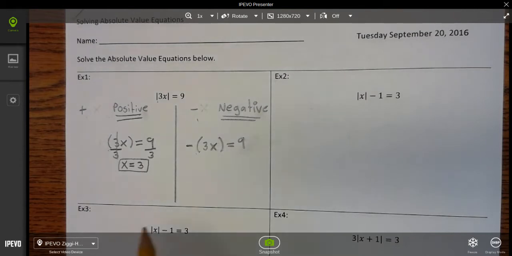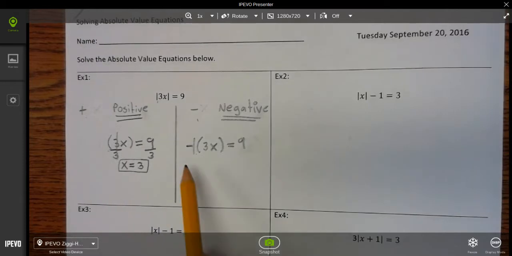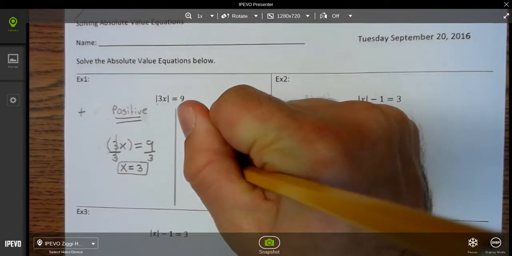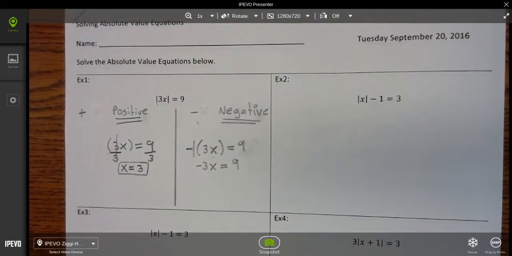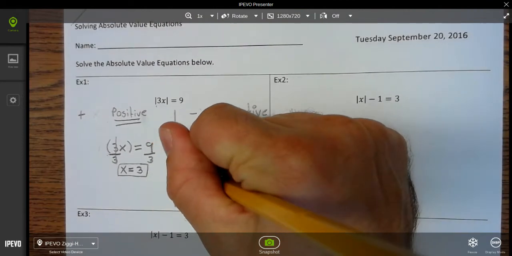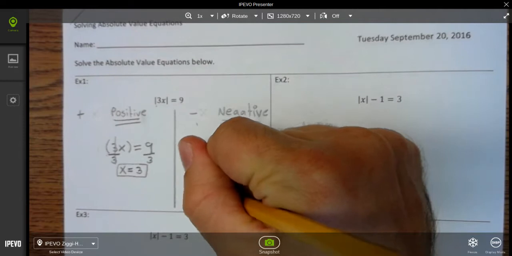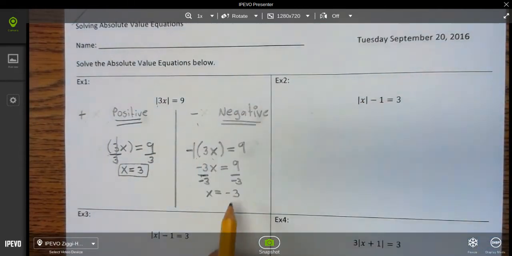I'm going to put a 1 here. So negative 1 times 3x is negative 3x equals 9. The last step is to divide both sides by negative 3, so x equals negative 3.